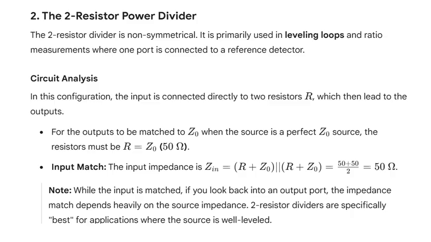Input match. The input impedance is Zin equals R plus Z0 in parallel with R plus Z0, equals 50 plus 50 divided by 2, equals 50 ohm. Note, while the input is matched, if you look back into an output port, the impedance match depends heavily on the source impedance. 2-resistor dividers are specifically best for applications where the source is well leveled.